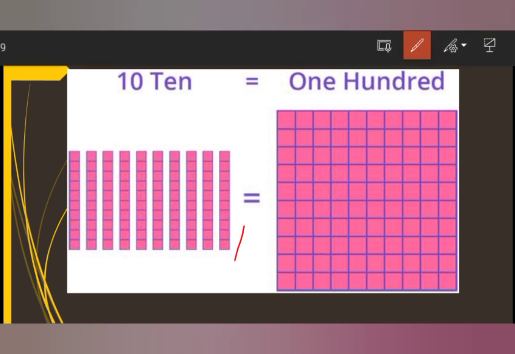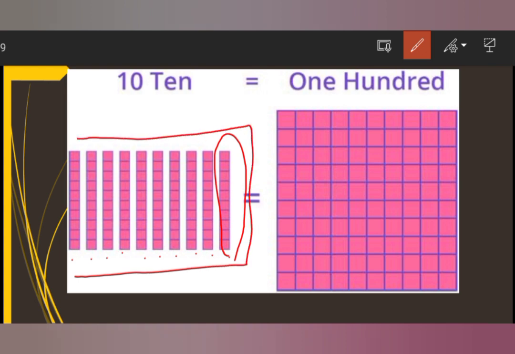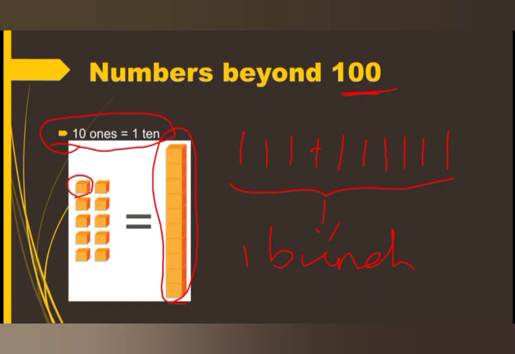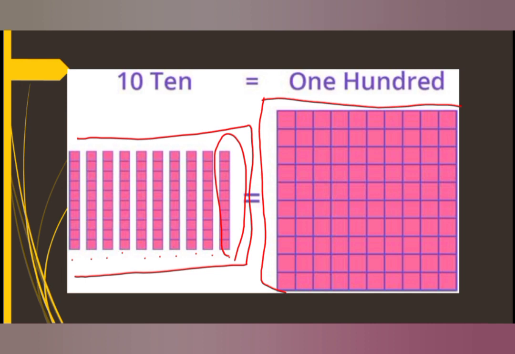So now I told you, 10 ones will make 10. Like that, here we have 10 tens. See, 10 standing blocks: 1, 2, 3, 4, 5, 6, 7, 8, 9, 10. These 10 standing blocks will make a big block, that is 100. Let me repeat again. 10 one blocks is equal to 1 ten stand. 10 ten stands is equal to 100.